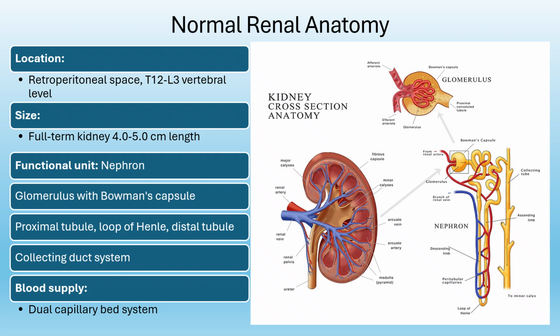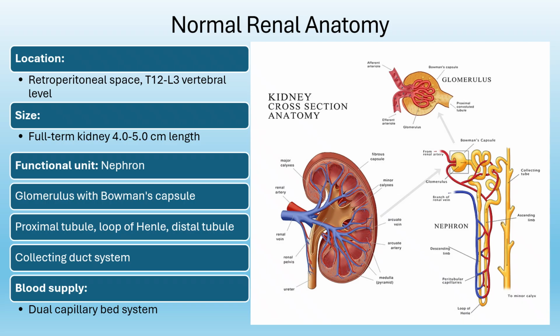Understanding normal renal anatomy provides the foundation for recognizing abnormalities in our smallest patients. Let's establish these baseline parameters that guide our clinical assessments. The kidneys occupy the retroperitoneal space, typically spanning from T12 to L3 vertebral levels. This posterior location explains why renal masses may not be immediately apparent on initial examination.